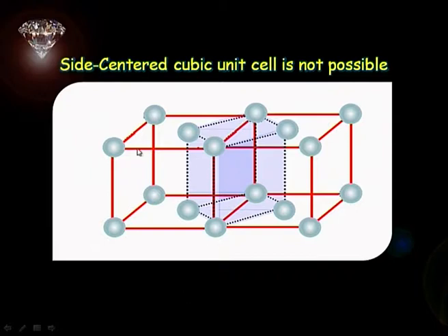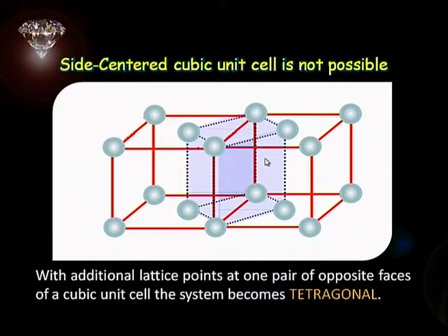What you find here is that if we try to create a lattice of this kind, the shaded portion here will form what is called a tetragonal unit cell. That means it is not a new system, it belongs to the tetragonal system. In that case, it won't be a cubic system anymore, it will become a tetragonal system.